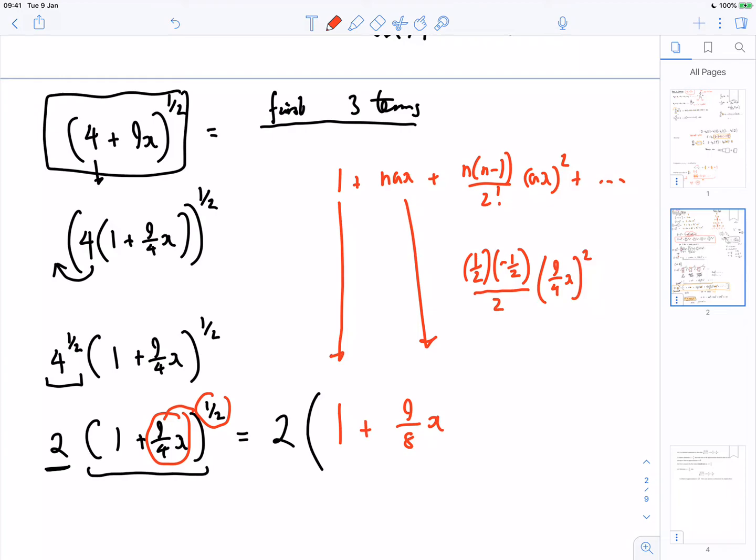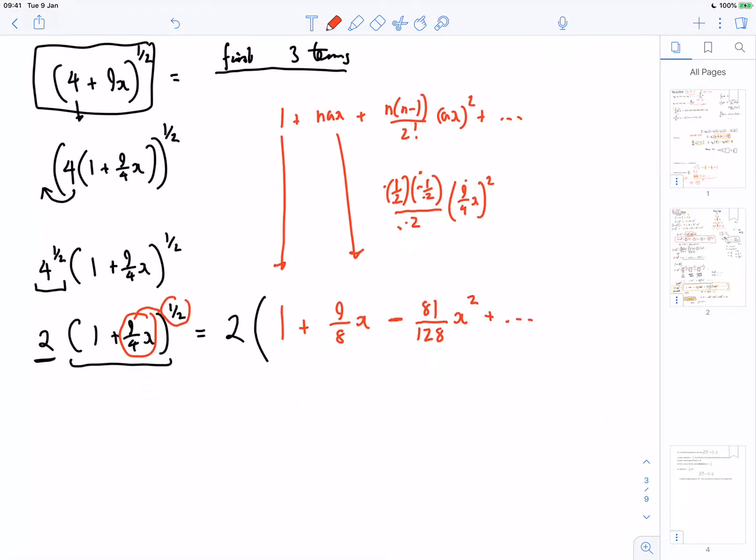Be careful. I've got a half times, well, what's the sign first? I've got a positive times negative over a positive times a positive, so it's going to be a negative. On the top, I'm going to have 1 times 1 times 9 squared, which is 81, all over a 2 times 2 times 2, which is an 8, times a 4 squared, which is 16. So 8 times 16, I believe, is 128. And then this will be x squared. Dot, dot, dot. So the binomial expansion for this, I just need to times everything by 2 to get 2 plus 9/4 of x minus 81 over 64 x squared.